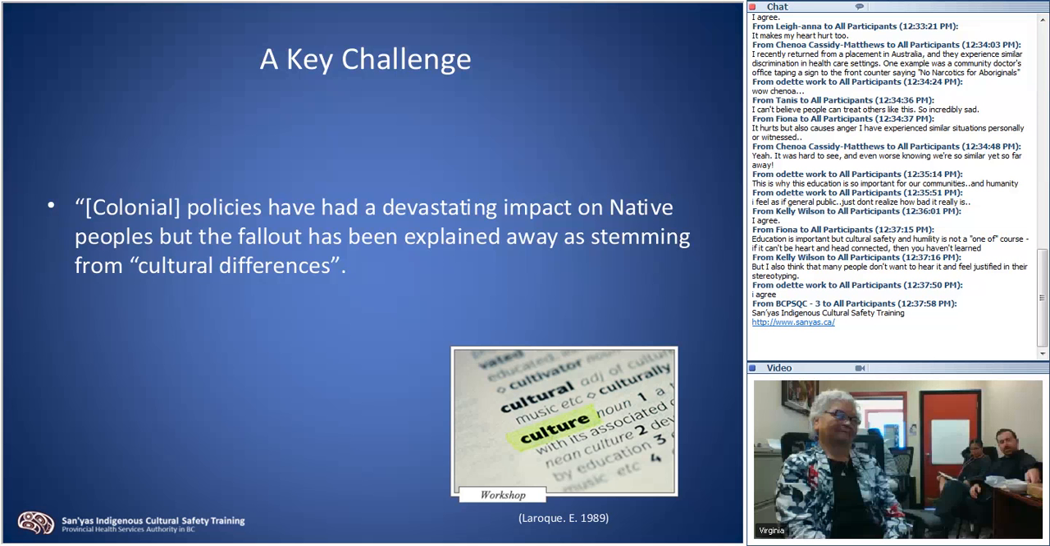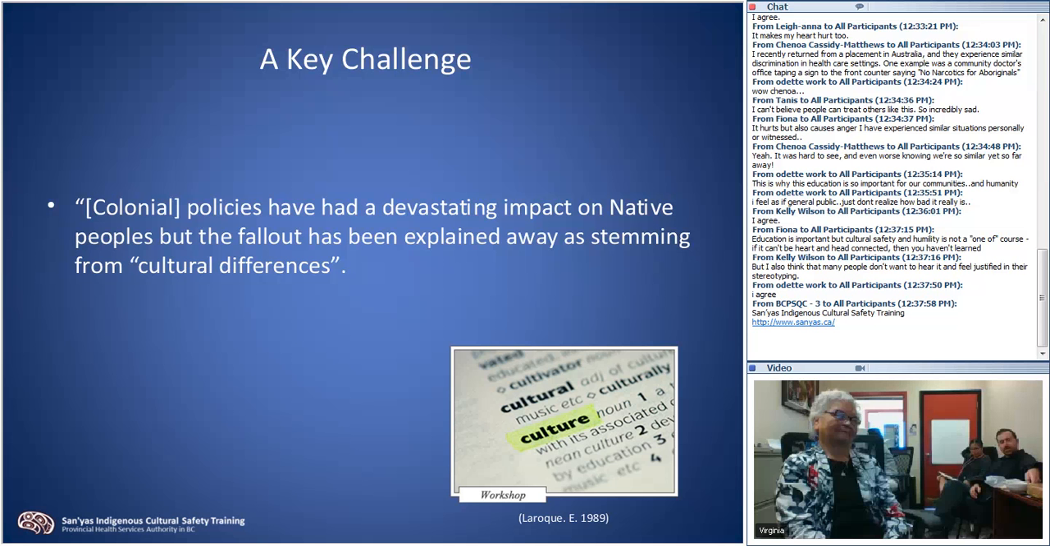LaRocque writes, colonial policies have had devastating impacts on Native peoples, but the fallout has been explained away as stemming from cultural differences. She then goes on to say that in turn, cultural differences are reduced to stereotypes, and Indigenous culture, rather than colonization and racism, is blamed for whatever has happened to Native peoples. Essentially, what is meant by this is that stereotypes of Indigenous people are believed to be rooted in Indigenous culture rather than being rooted in colonization and racism.